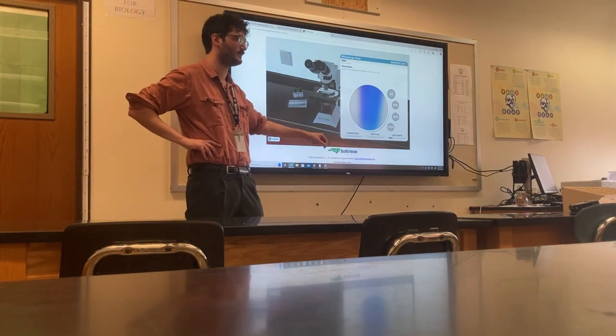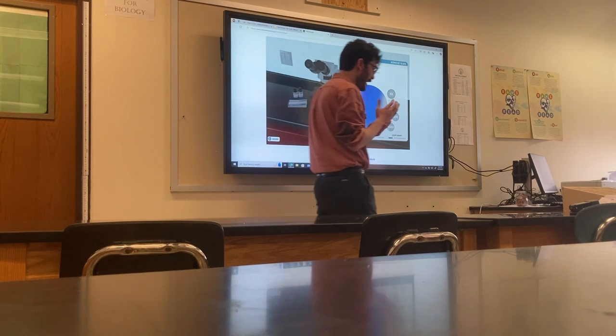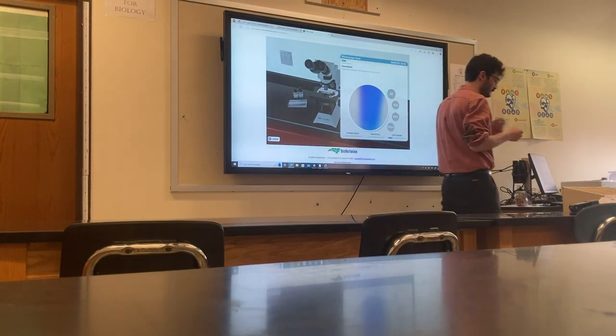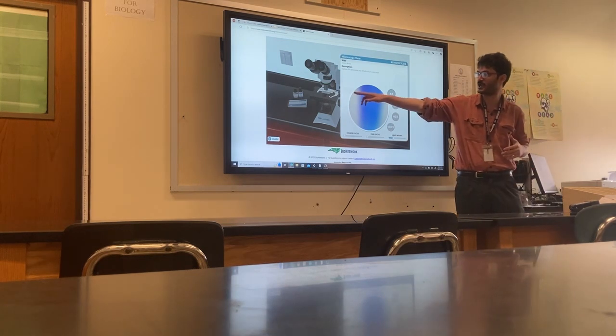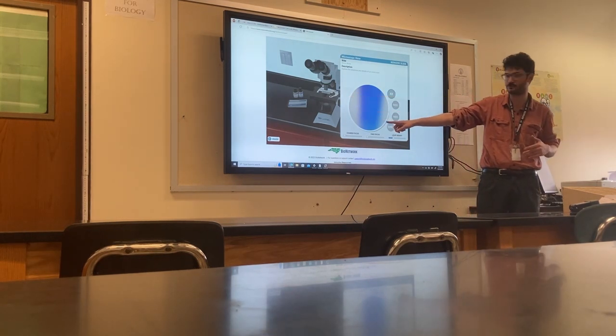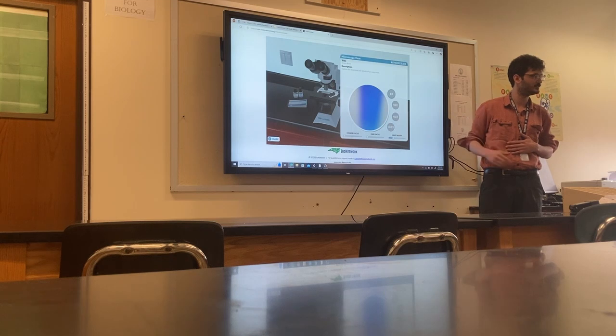Clean it? That's actually not a bad idea to clean the lenses, but I'll have cleaned the lenses for you. Let's say you put the slide underneath the microscope and you see it looks blurry. Would you slowly adjust the coarse focus up and down to see if it becomes more clear?